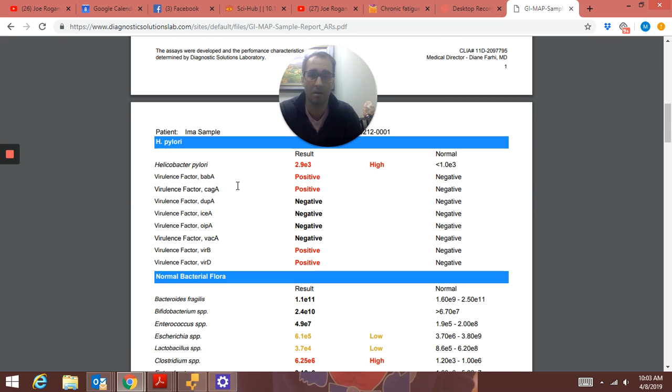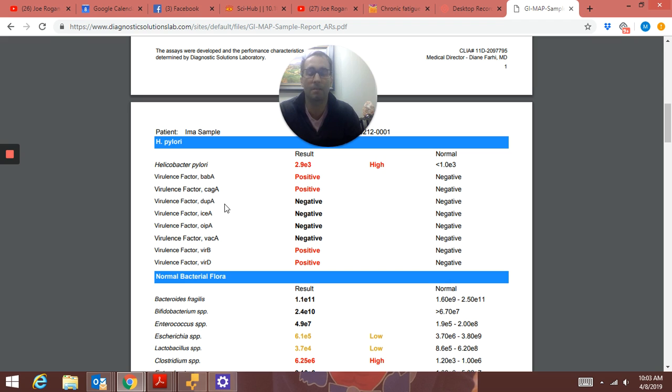This one I see a ton of, H. pylori, so Helicobacter pylori, a bacteria that affects the stomach and stomach acid production. Then you see over here this virulence factor. Basically this tells us the types and the signature of the H. pylori that we've discovered inside your gut. And also these things down here tell us what it's doing.